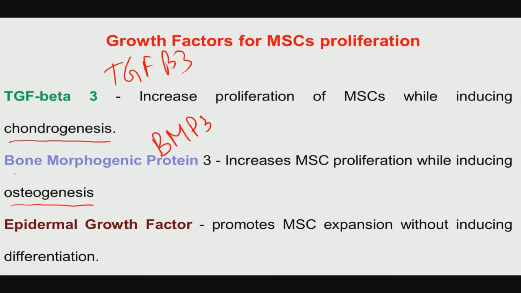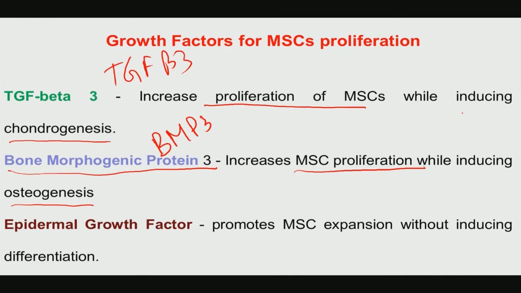This can be expected from the name itself. If it is BMP 3 protein, that means it can be used as a growth factor to induce osteogenesis. So, why does it show MSC proliferation? In the first case, it shows MSC proliferation while inducing chondrogenesis. That means to make a tissue, just one or two chondrocytes are not sufficient. Now, if you increase the proliferation of MSCs and make them committed towards chondrogenesis, then this TGF beta 3 will ultimately lead to the formation of cartilage tissue.